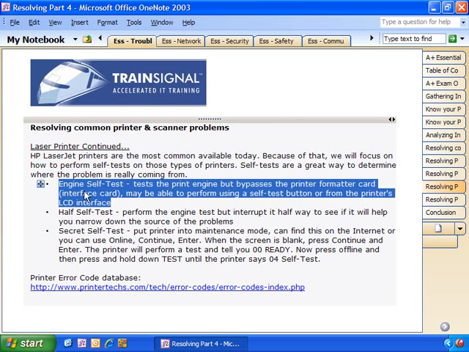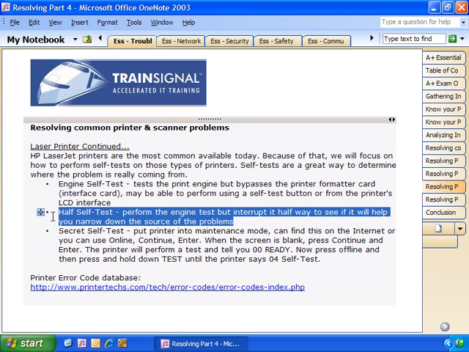So the first type of self-test is the engine self-test. This is where you test the printer engine, but you bypass the printer formatting card or the interface card. Now, you might be able to perform this from a self-test button or from the printer's LCD interface.